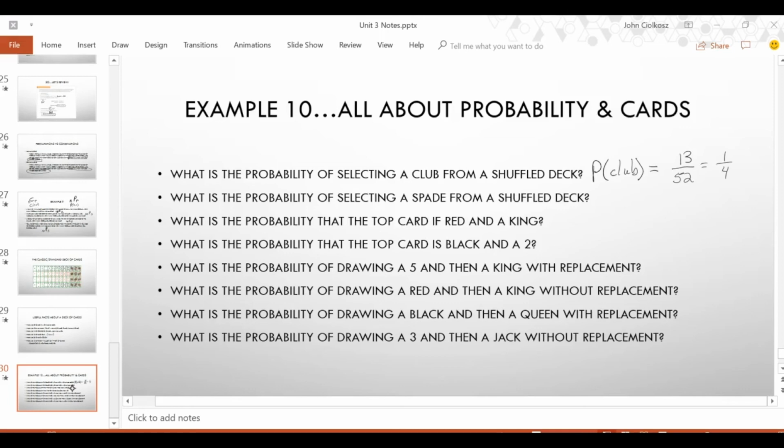Going to the second one, same type of thing. Here it's saying, what's the probability of selecting a spade? It doesn't matter what suit you pick. Because we're choosing a single card and just saying 1 suit, there's 13 of those, so this will be another 13 out of 52. Simplify that, 1/4.